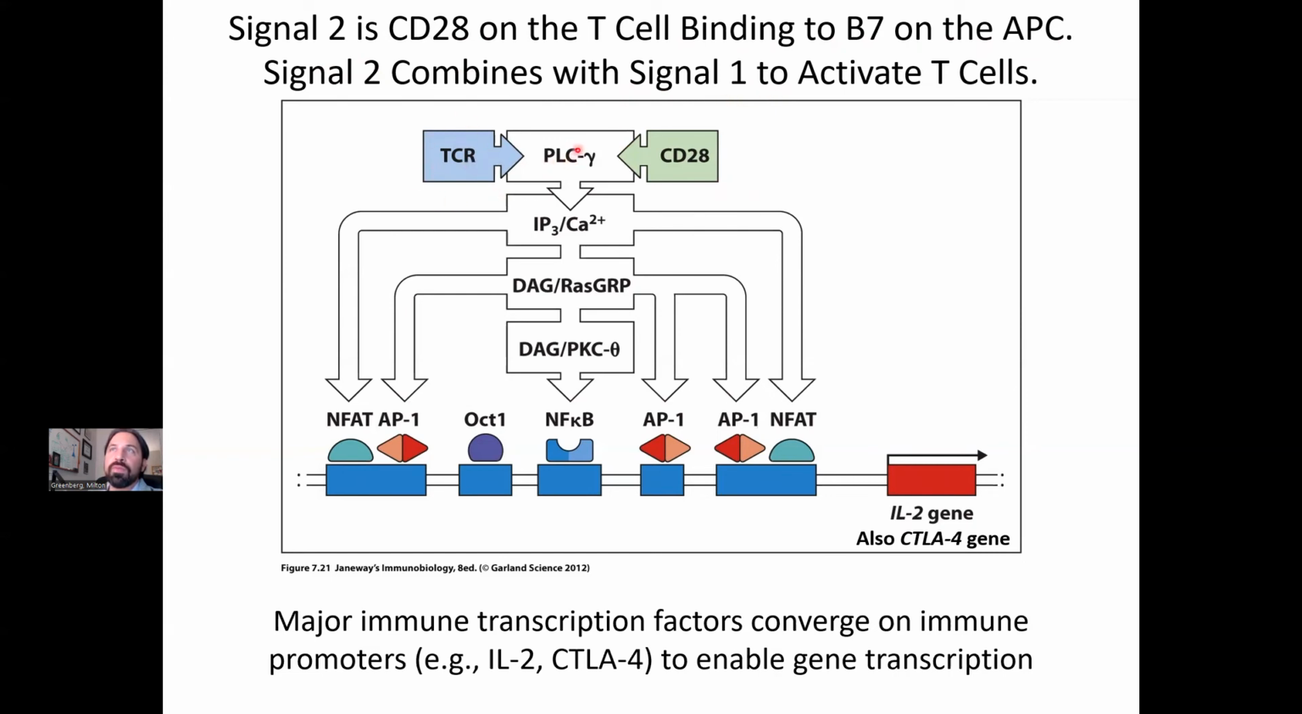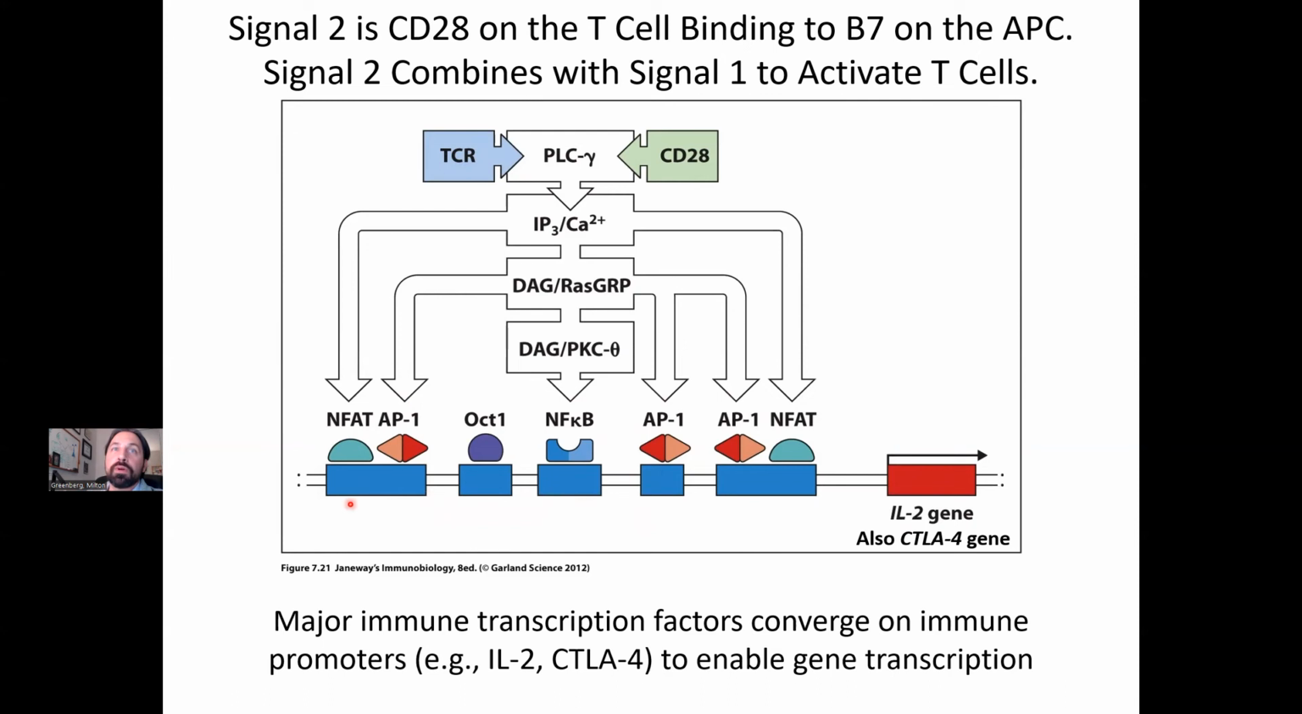So T cell receptor is going to activate a variety of kinases and phospholipases. And then this will activate things like our NFAT. CD28 is also going to help this. And so essentially you're getting all these pro-inflammatory signaling, these pro-inflammatory transcription factors like NFAT, NF-kappa B, AP1, all of these are going to converge on this gene region.